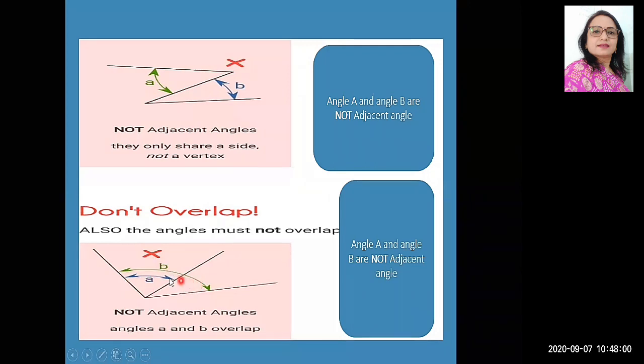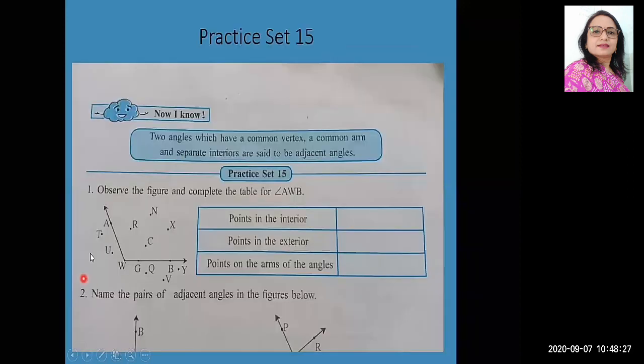देखो B जो है वो A के interior में चला गया है. So this is not allowed in adjacent angles, because the angles must have separate interiors, then only they are called adjacent angles. Okay, overlap नहीं होना चाहिए. Got it, children? Okay.